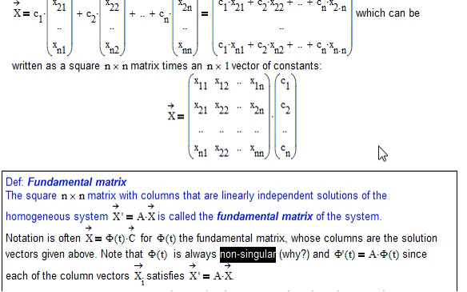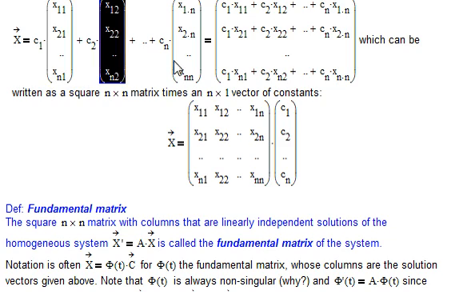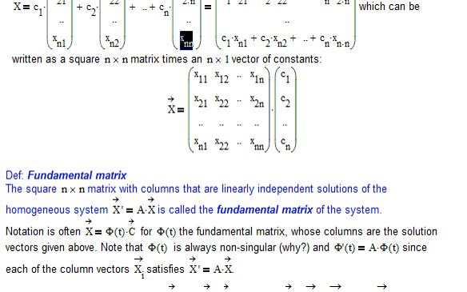Resuming from that pause, it's non-singular because its Wronskian is non-zero. If its Wronskian was 0, then these vectors wouldn't be linearly independent solutions of the system. So that matrix is non-singular.